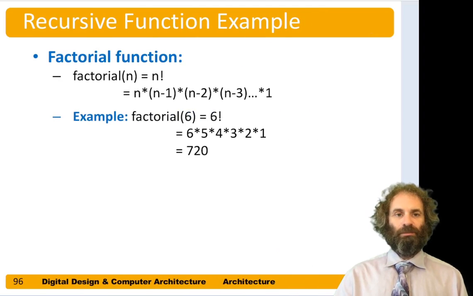So as a classic example of a recursive function call, imagine the factorial function, factorial of n, also written as n exclamation point, which is n times n minus 1 times n minus 2 times n minus 3 all the way down to times 1. So for example, 6 factorial is 6 times 5 times 4 times 3 times 2 times 1, which is 720.